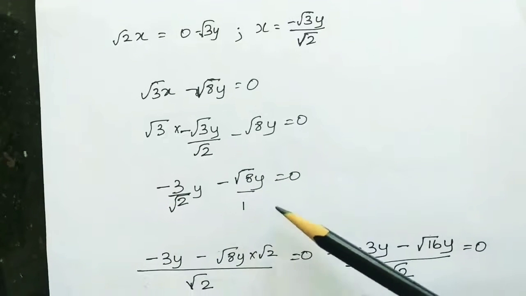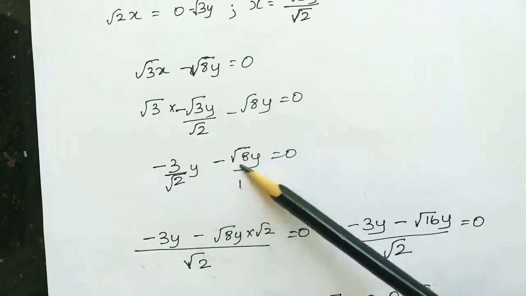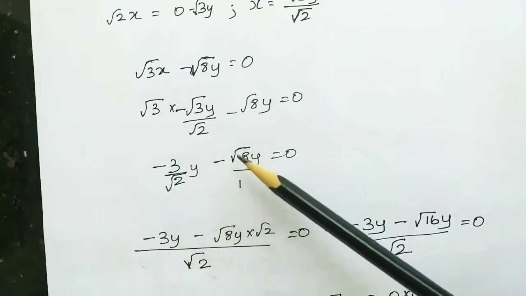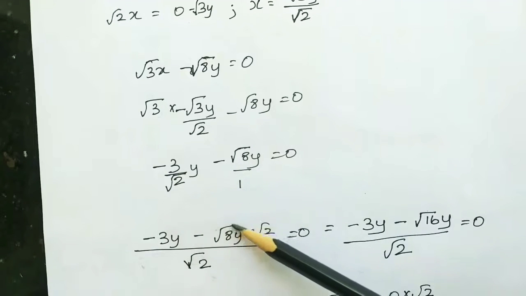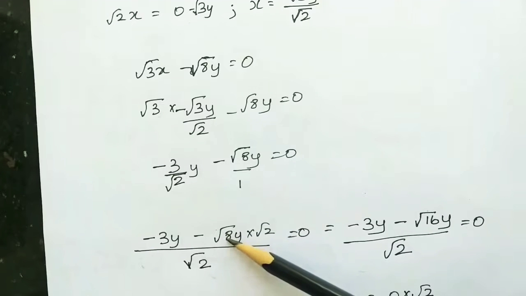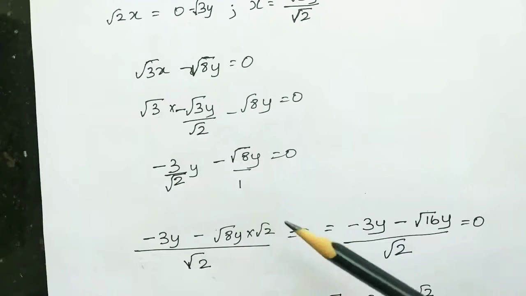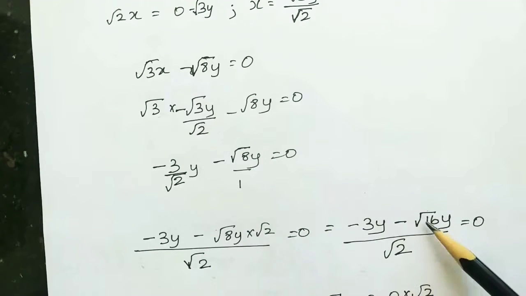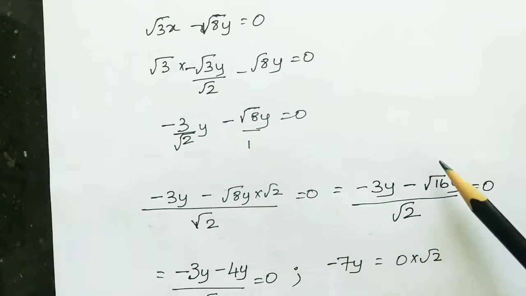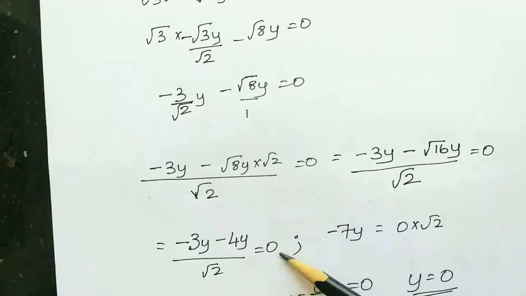Next, we are going to take the LCM of 1 and root 2. It is root 2 itself, and by cross multiplication, it is 1 into minus 3y, and minus root 8 into root 2. What is root 8 into root 2? It is root 16, isn't it? Otherwise, you can do it by this method also. You can take root 8 as 2 root 2, and 2 root 2 into root 2 is 2 into 2, 4. Or root 2 into root 8 is root 16. What is root 16? It is 4. So negative 3y minus 4y by root 2 is equal to 0.